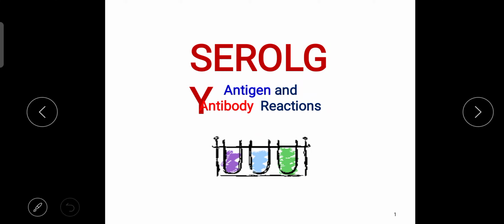Good morning, students. Today we are going to discuss a topic that is serology, which comes under microbiology unit 5. So let's start. First, we are going to see what is the meaning of serology.